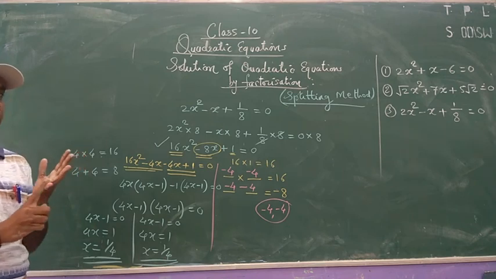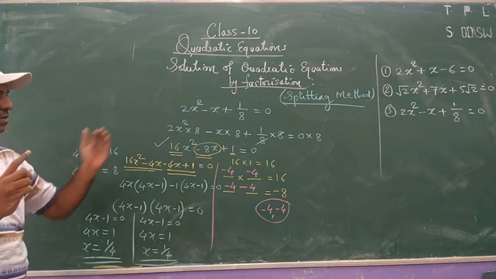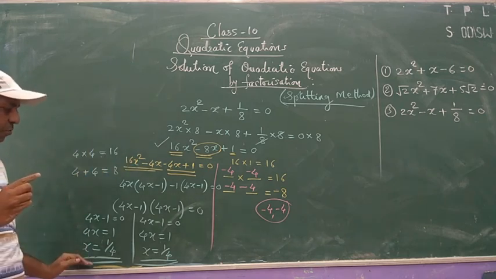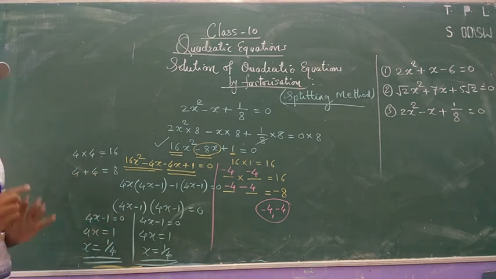So a quadratic equation has at most two roots. Some quadratic equations have two distinct roots, some have two equal roots, and some have no roots. Okay, so remember that. Thank you.